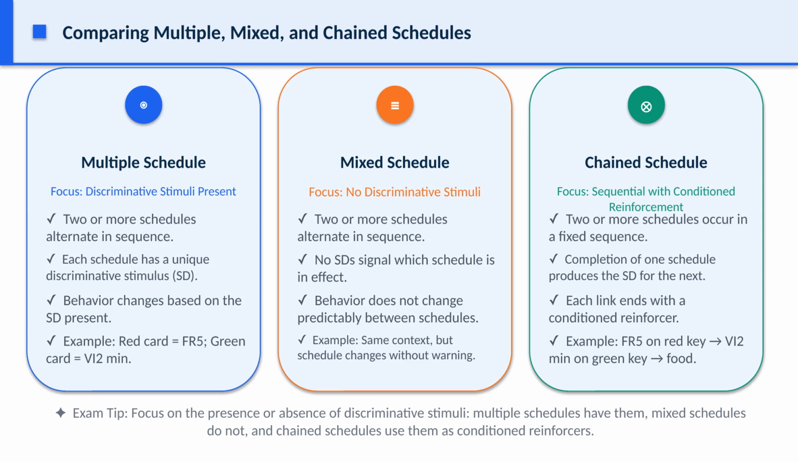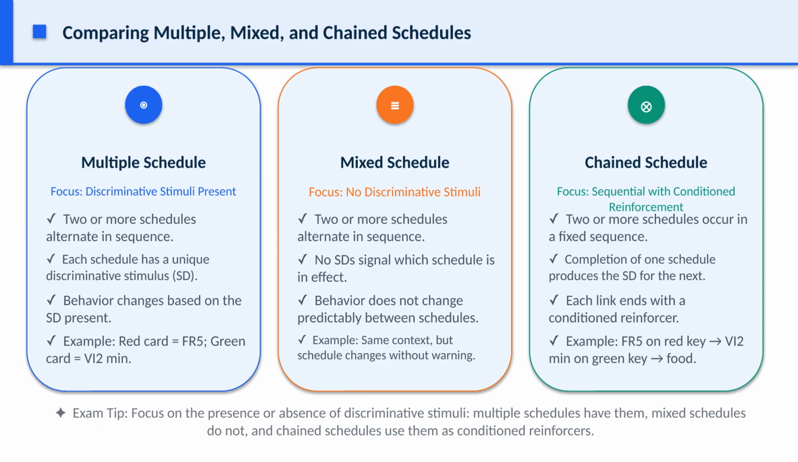In contrast, a mixed schedule also alternates schedules, but no SDs signal which is in effect. Behavior does not change predictably between components, making it useful for isolating the effects of the schedule itself without stimulus control. Finally, a chain schedule presents schedules in a fixed sequence, where completing one link produces the SD for the next, and each link ends with a conditioned reinforcer. For instance, completing FR5 on a red key produces the green key, signaling VI 2 minutes, leading to food. This arrangement is used to teach complex behavioral chains.